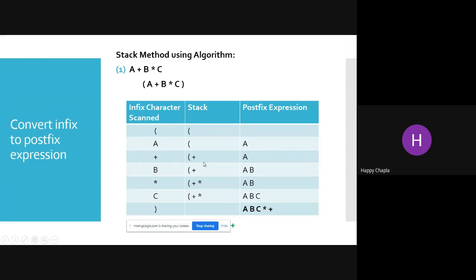The middle column is known as the stack. The stack follows the rule of last in first out, but it is only applicable to the operators. First we need to push that starting bracket into the stack, because it is an operator. Now a is an operand, so we directly store it in the postfix expression. Now we have plus, an operator, so we push that operator into the stack.